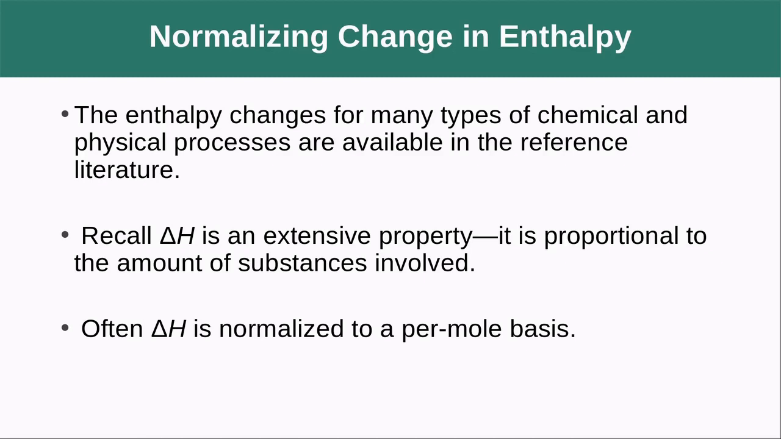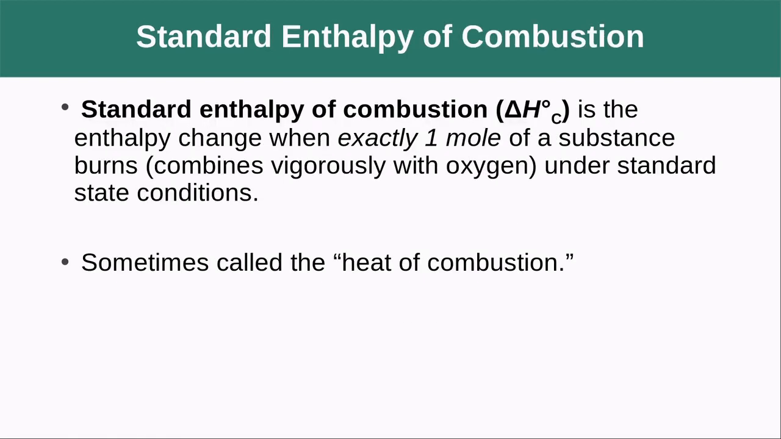The enthalpy changes for many types of chemical and physical processes are available in the reference literature. That's where we've started to figure out what the different values are at this standard state. We're going to recall that delta H is an extensive property, and that means that it's proportional to the amount of substances involved. So what I was discussing earlier is that we're going to make it an intensive property by normalizing it to a per mole basis. We're going to take the typical delta H and divide it per mole.